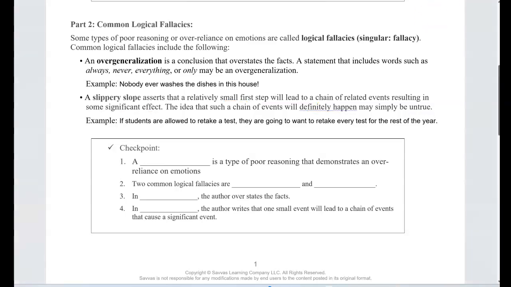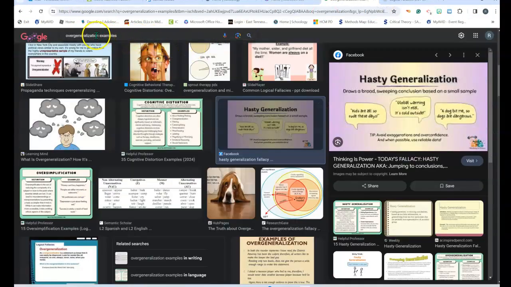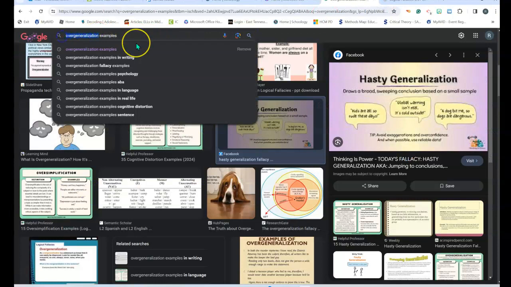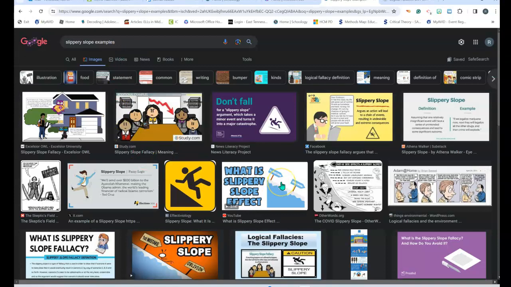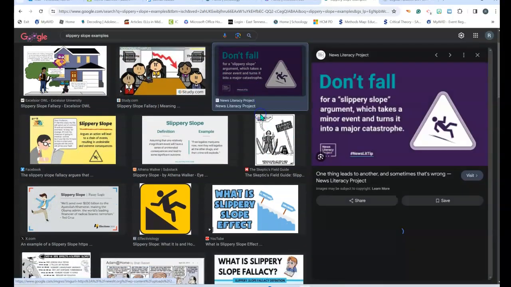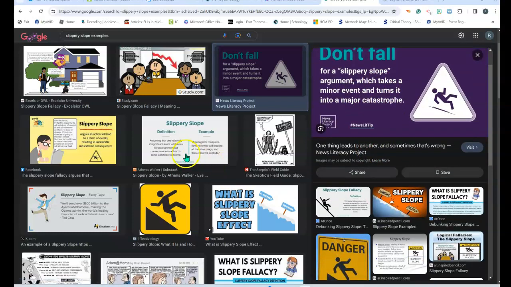So let's look at the almighty Google. And, no, we're not doing that. So now we're going to put in, and you can do this as a student, slippery slope examples. Okay, so I like this. Don't fall for a slippery slope argument, which takes a minor event and turns it into a major catastrophe. So let's see what we can find for slippery slope.